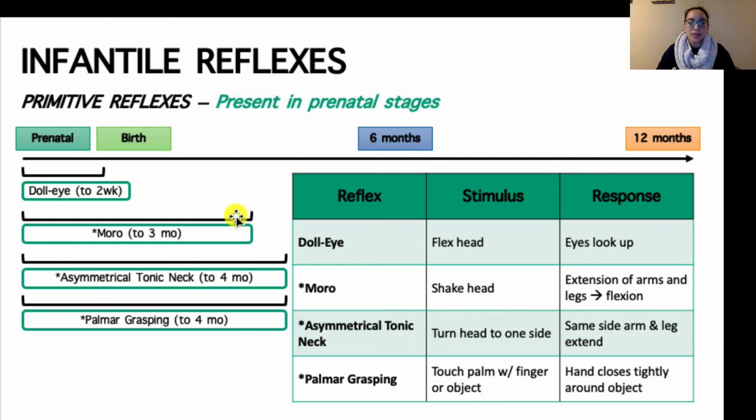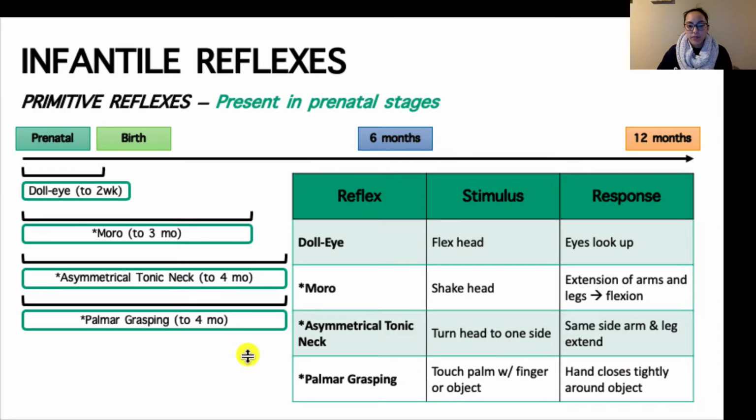In this video, we're going to be going over the different infantile reflexes. Anytime you see an asterisk next to a reflex, that's an indicator you need to know how to visually recognize the reflex. So if I gave you a video or a picture or a diagram on your exam, you would need to be able to recognize it.